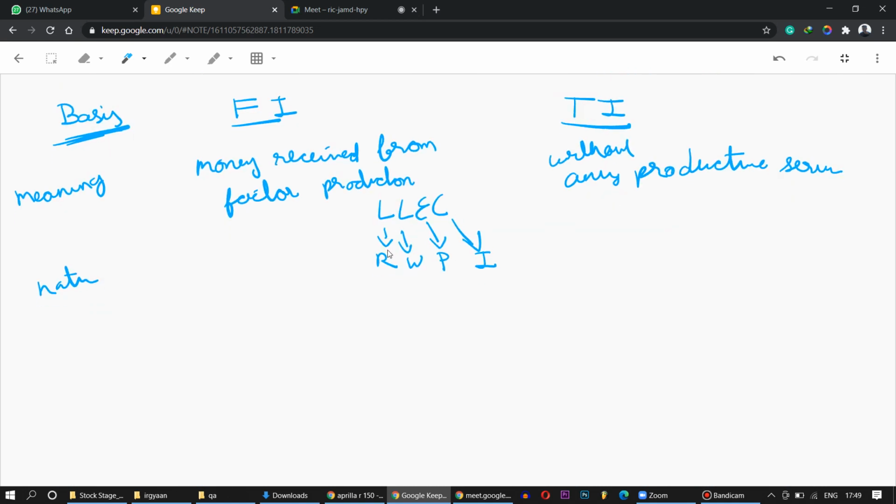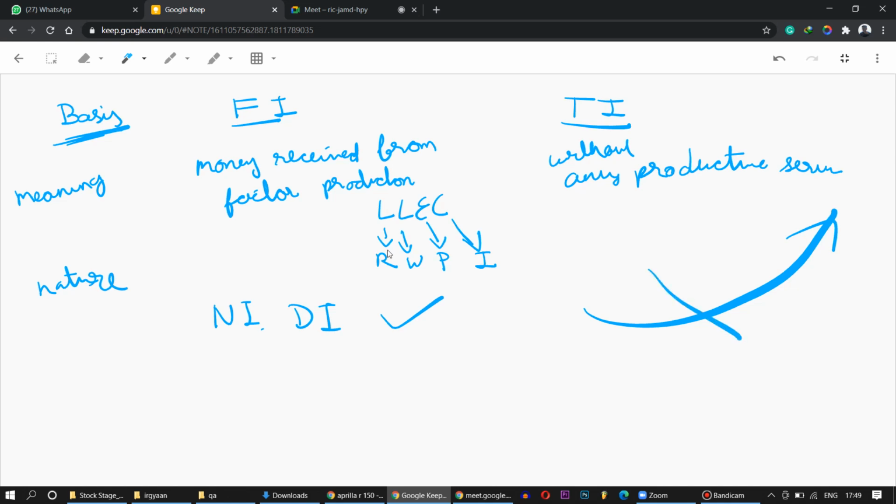Anyways, nature. What is the nature of factor income? This is calculated in national income, in domestic income. It is taken into consideration. And this thing, no one gives any importance to it in your calculation. Nature: this is calculated in NI, DI, national income, domestic income. But transfer income is not at all calculated, because that is not monetary in nature.